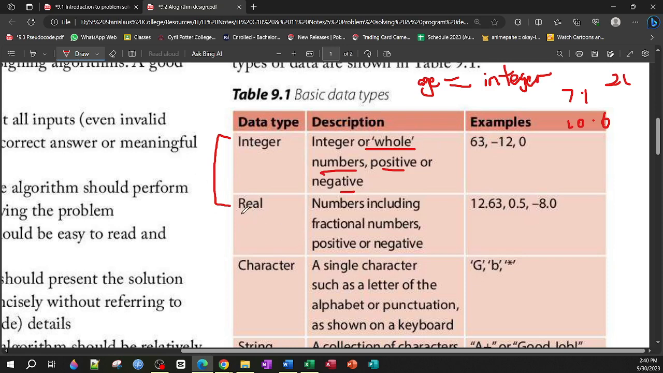And the real includes fractional or decimal based numbers, whether that is a positive or a negative number, as you can see here. So basically, the real data type can store any form of numerical value, represented in this manner.